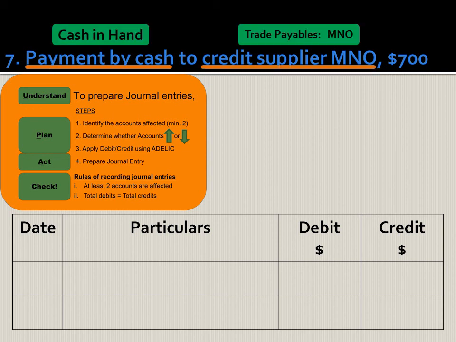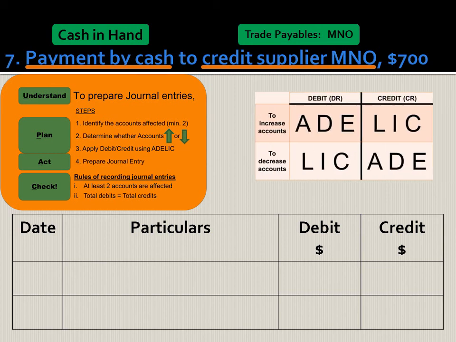Next, we'll determine the effects on the accounts. When the business pays cash, it will have lesser physical cash with it. Cash in hand account decreases. Cash in hand account is an asset. When an asset decreases, we will credit the account.